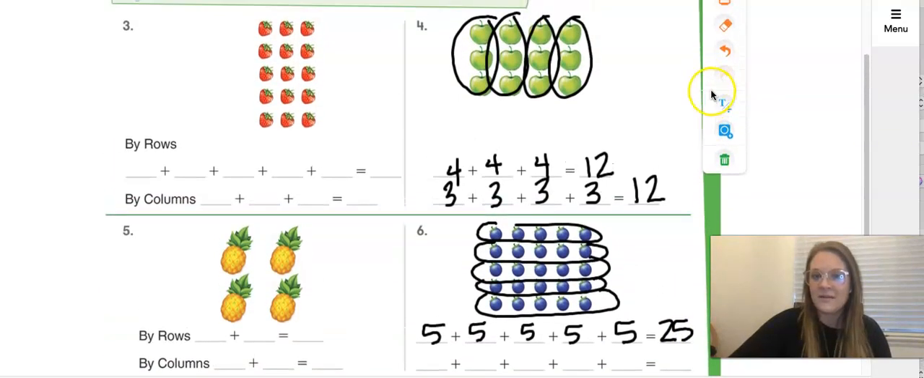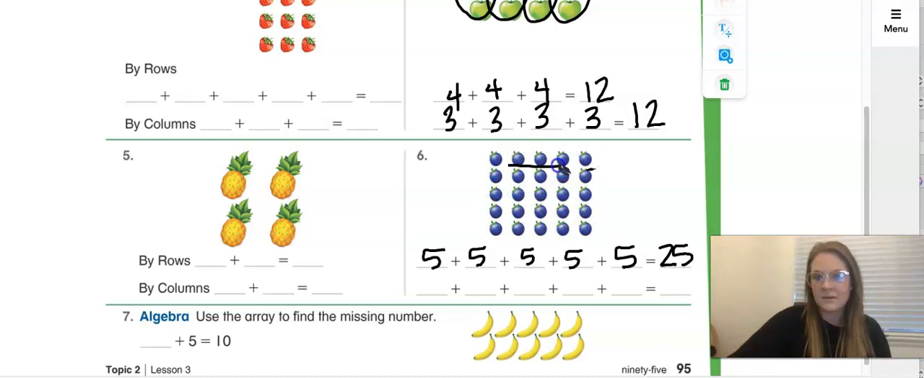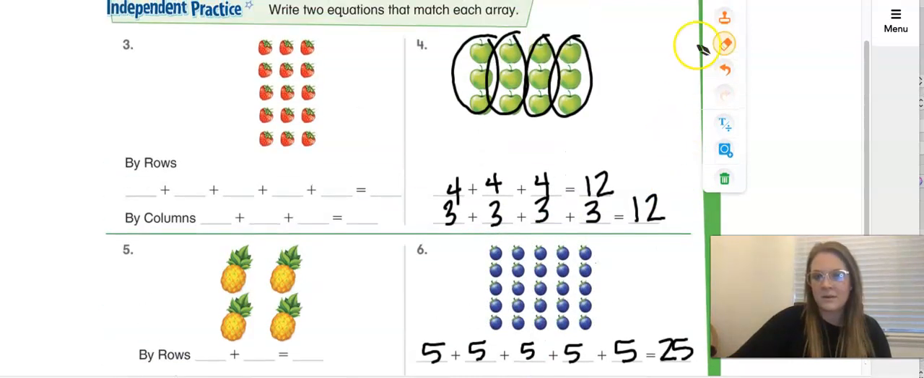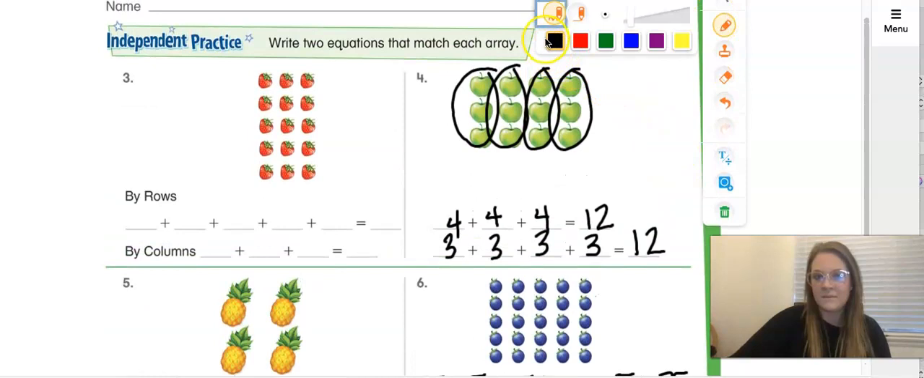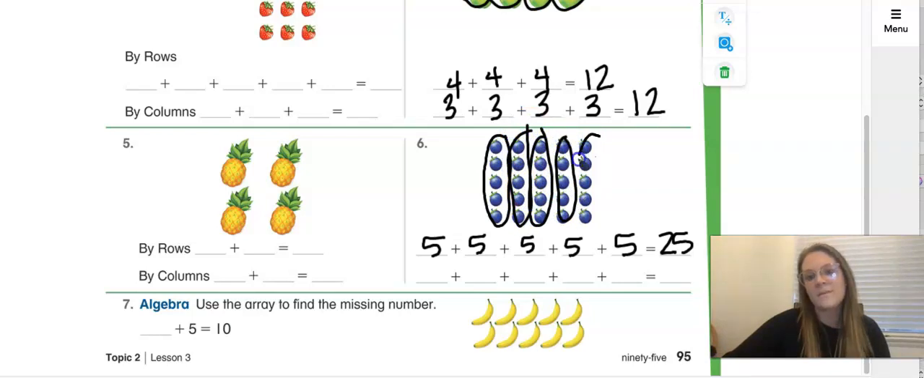Let's see if we can write another equation adding the columns. I'm going to erase these, and grab my pen again. Now I'm going to circle up my columns. So I have 1, 2, 3, 4, 5 columns. And I have 1, 2, 3, 4, 5 blueberries in each column.